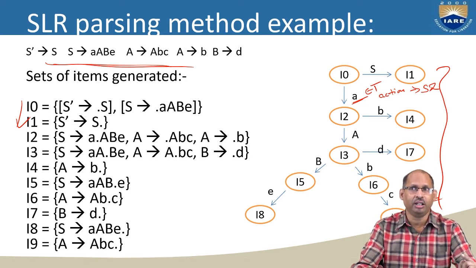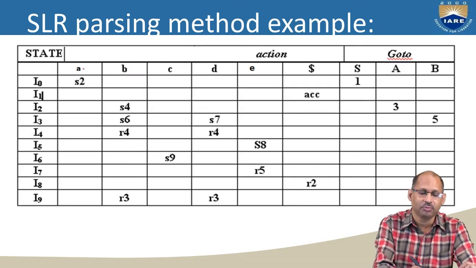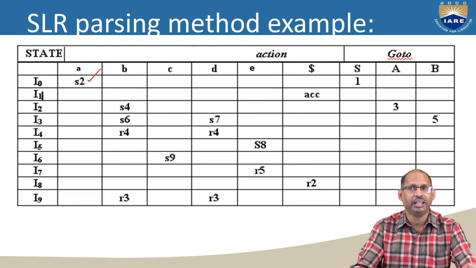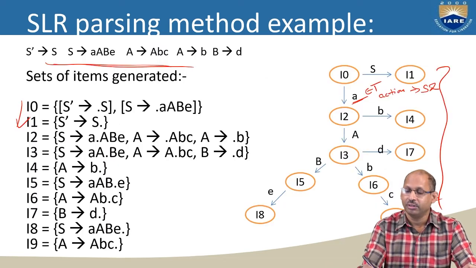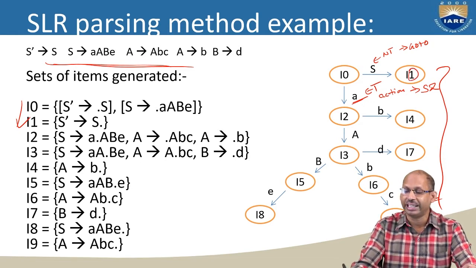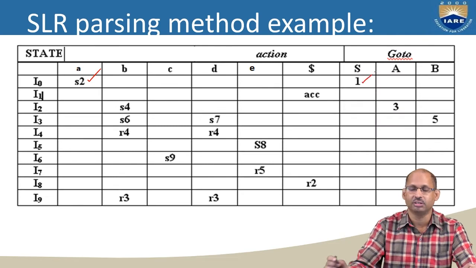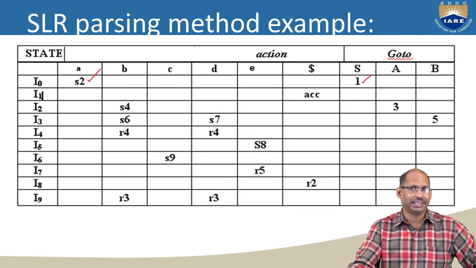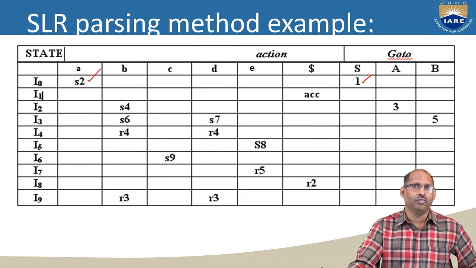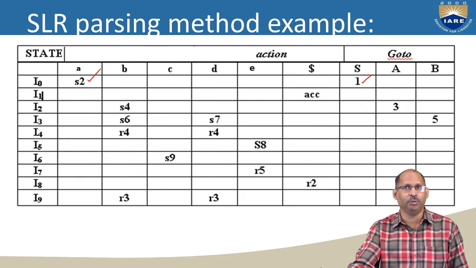S2. I0 goes to I2, so we write S2. Where do we have to write? In the A column, we write S2. Then this belongs to the non-terminals, so it is a goto operation. Where is the goto operation? 1. So we write 1. Is it clear? If it is a terminal, we write in the action table.